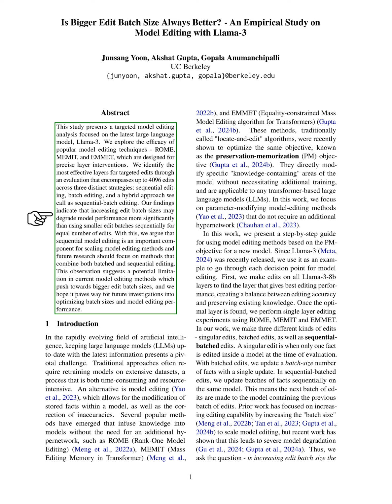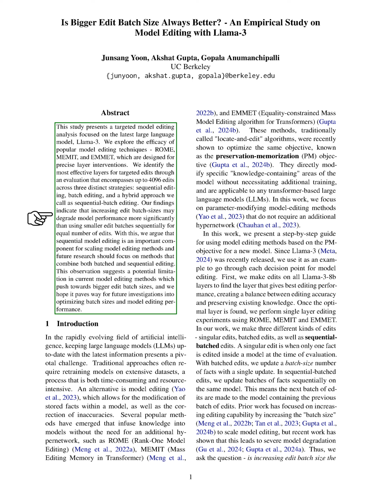Once the optimal layer is identified, we conduct single-layer editing experiments using different methods. We explore three types of edits: singular edits, batched edits, and sequential batched edits. Singular edits involve editing one fact at a time, while batched edits update multiple facts simultaneously. Sequential batched edits update batches of facts sequentially in the same model.